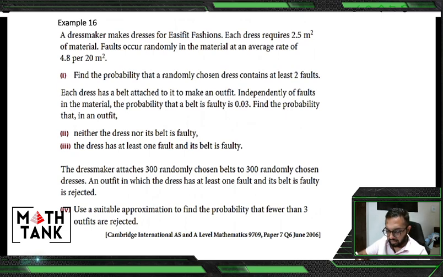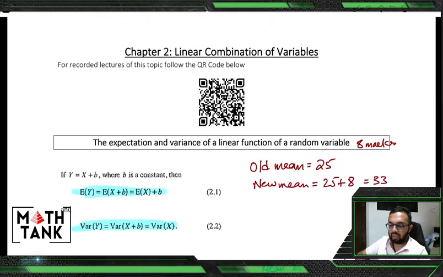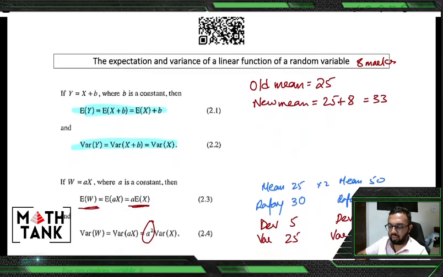Then the next chapter that you have is linear combination of variables. Now for linear combination of variables, you need to be very careful with the wording of the question. That's where the trick lies. The questions are not difficult. Again, this chapter relies heavily on your understanding of the normal distribution. So if you don't know your normal distribution, please go back and revise those rules, because unless you know normal distribution, you will not be able to do this chapter.